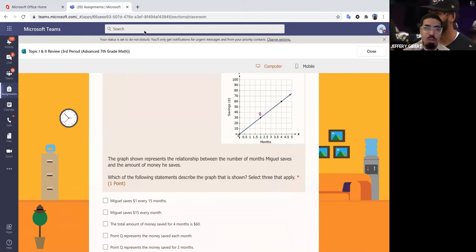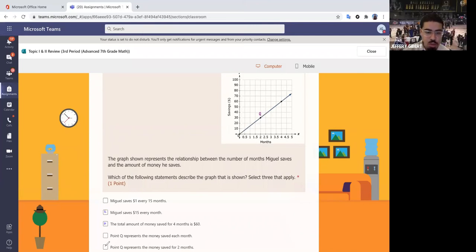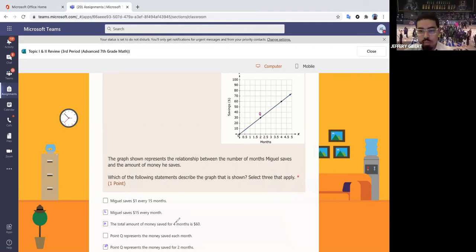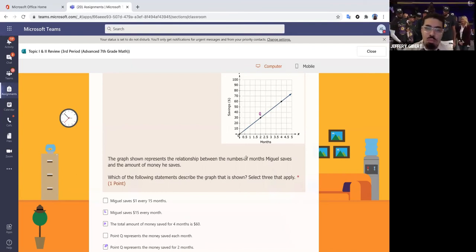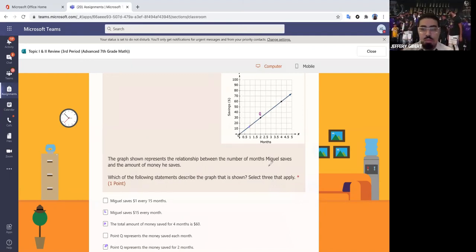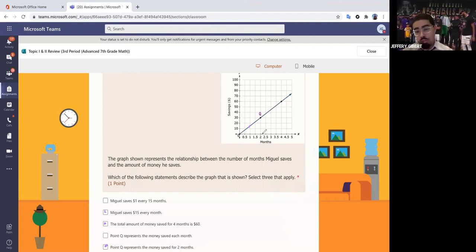All right, so let's see. You said B, C, and E. All right, so how did you get those? Because when you look at 1 and then you look at the little line, it goes to 15, which is in the middle of 10 and 20. And when you look at the 4 on the X line, it goes to 60. And the point Q represents the money saved for 2 months because 15 times 2 equals 30.